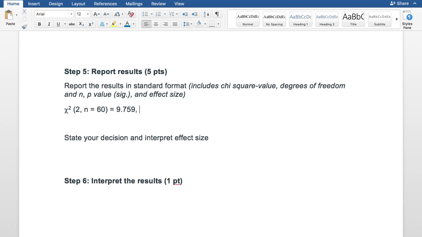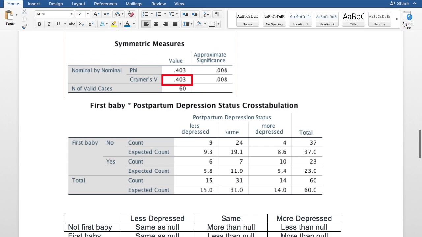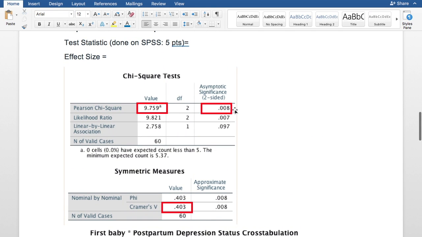The next thing that's part of our standard format for chi-square is our p-value or significance. If you were calculating by hand, you could just say p is greater than 0.05 or p is less than 0.05, depending on the comparison between your critical value and your observed chi-square. But in our case, SPSS gave us an exact p-value that's associated with our exact chi-square. So we're just going to enter that exact p-value. Looking back at our output, there it is, that asymptotic significance, 0.008.